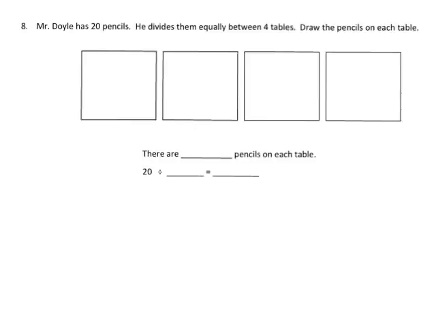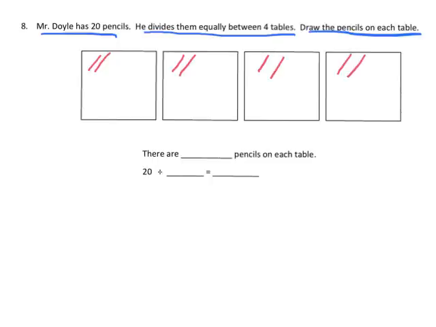In this problem, Mr. Doyle has 20 pencils, and he divides them equally between 4 tables. Draw the pencils on each table. So, let's do it. I am not sure how many pencils should go in each table, so I'm going to draw 1. Well, I've used 4 so far. So that's 5, 6, 7, 8, and on up to 20. So there are my 20 pencils that I've used up.